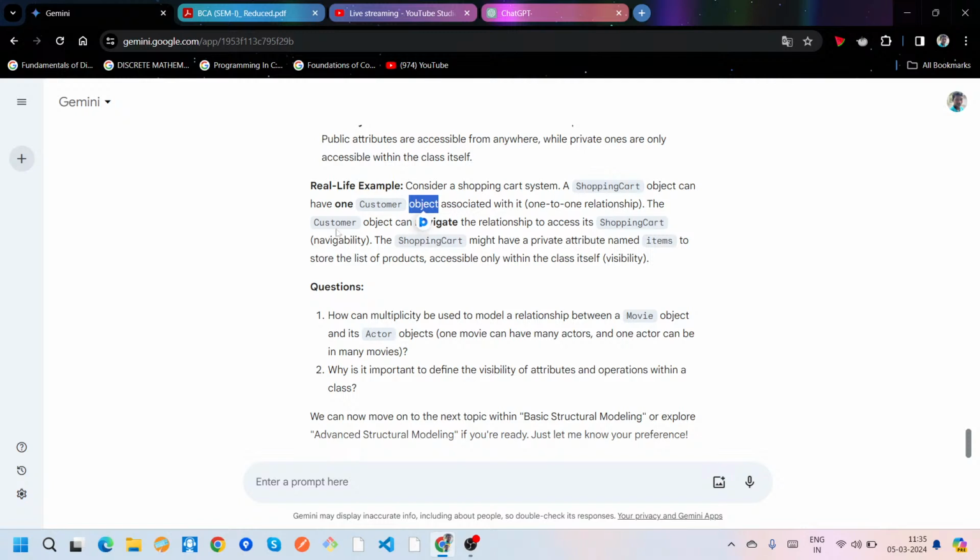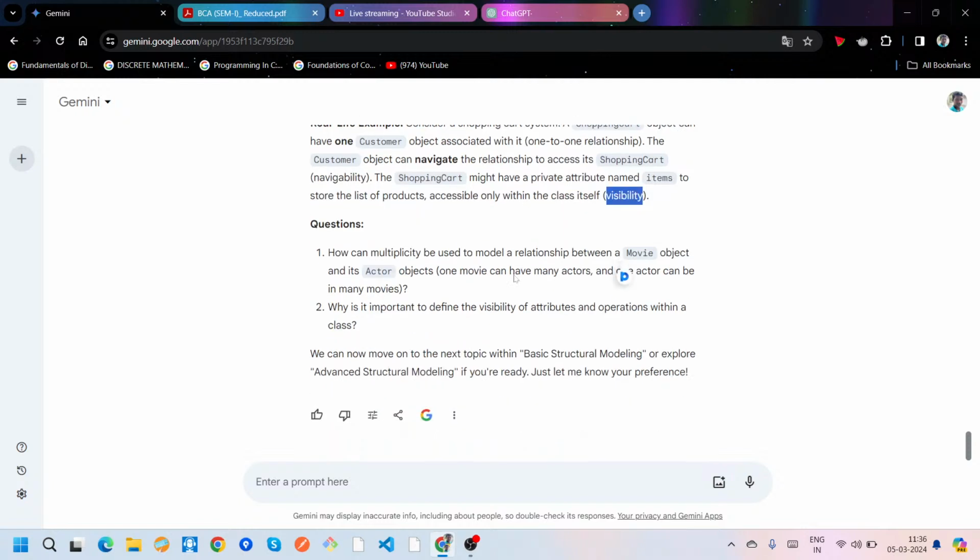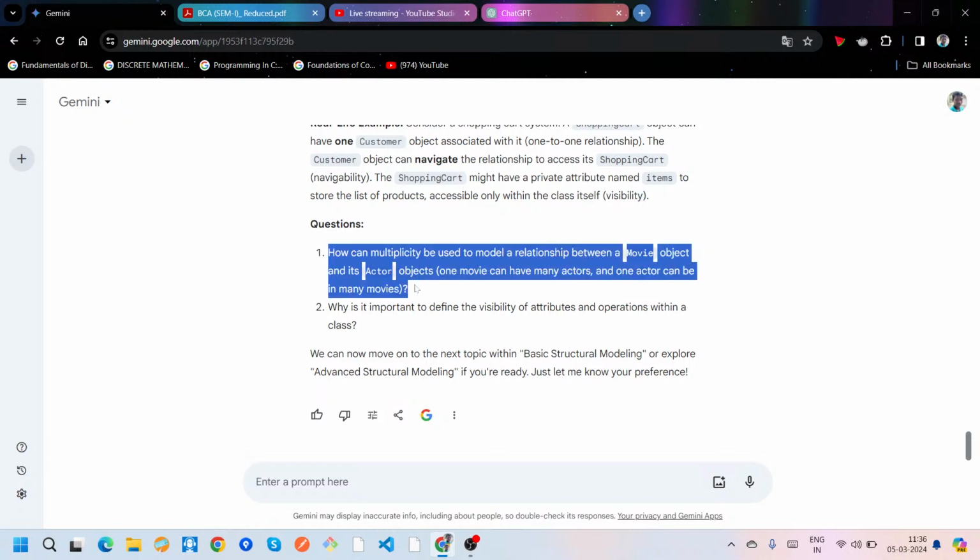The customer object can navigate the relationship to access its shopping cart. Navigability. The shopping cart might have a private attribute named items to store the list of products, accessible only within the class itself. Visibility. Okay, I also have some questions on this topic. You can also note down these questions and solve them by yourself.